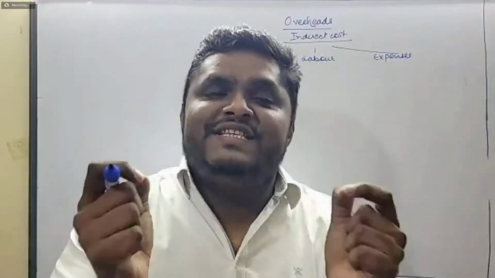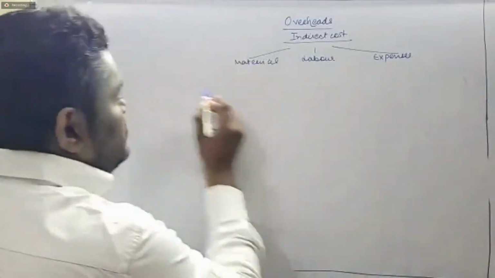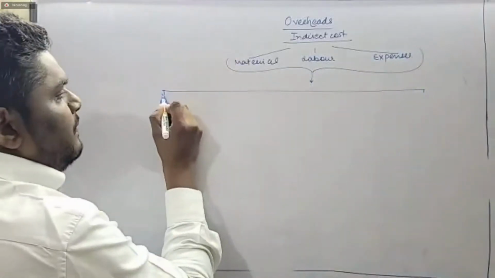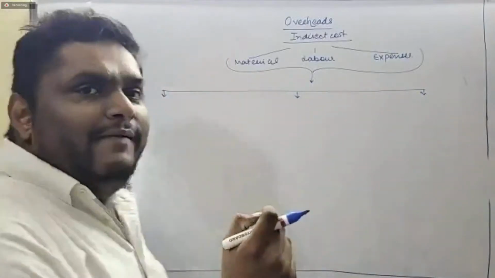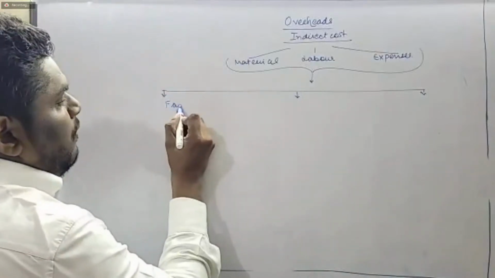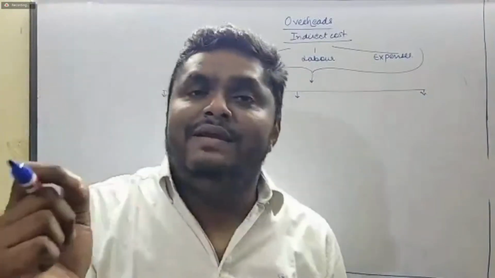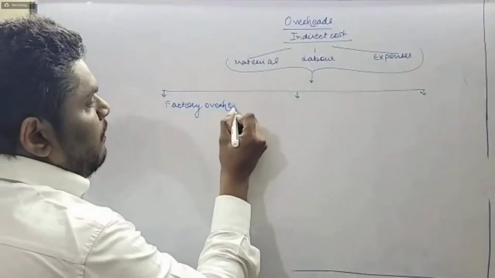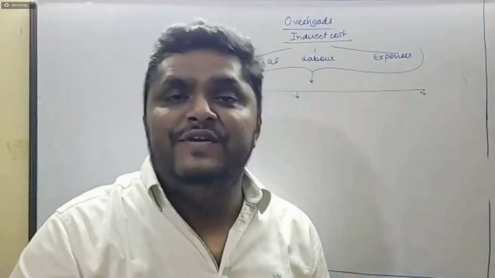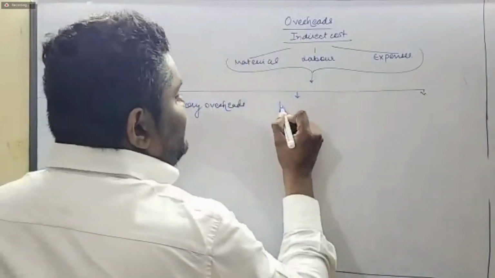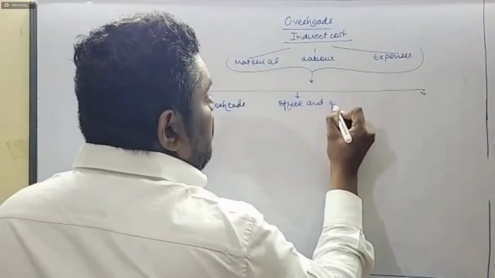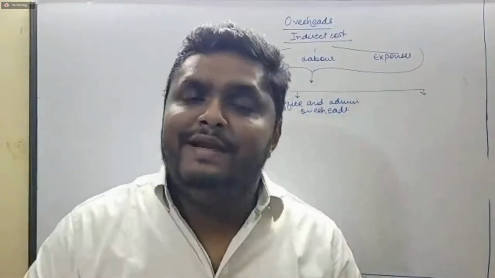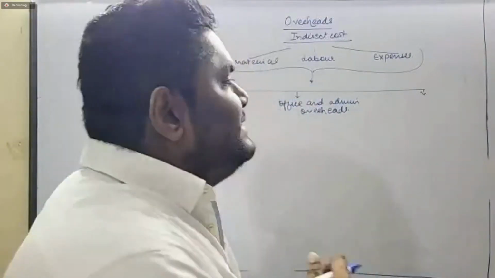Now, further, these overheads are incurred at 3 stages in a company. That is at factory level, so we call it factory overheads. The indirect costs incurred at the office and administration level, we call office and administration overhead. And the indirect costs incurred at the selling and distribution stage, we call selling and distribution overheads.